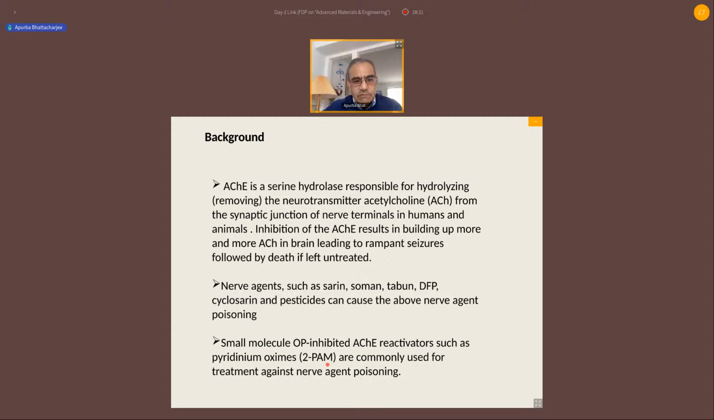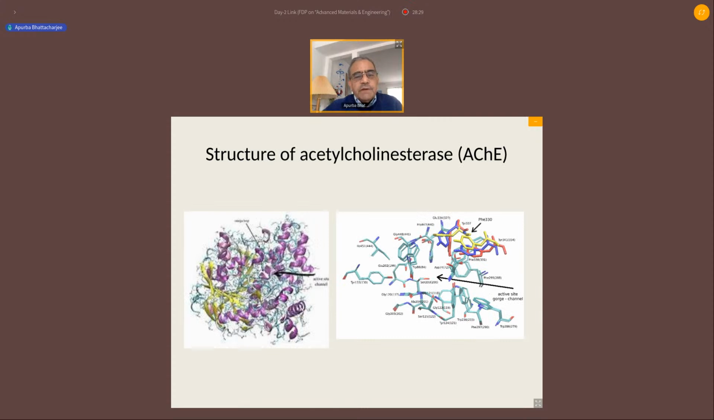This is an oxime. Oximes have several issues, like it does not go to the brain, which is very important at this moment for treatment. Unless the drug goes to the brain, it cannot function to take away the organophosphorus compound from the ACHE, that means the acetylcholinesterase. It does, but in a very slow process.